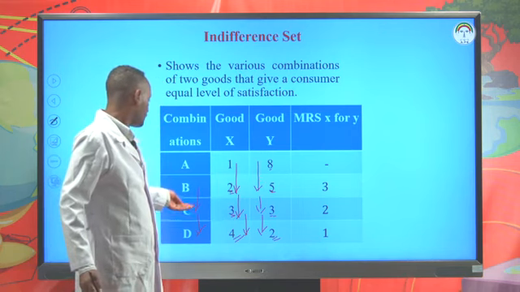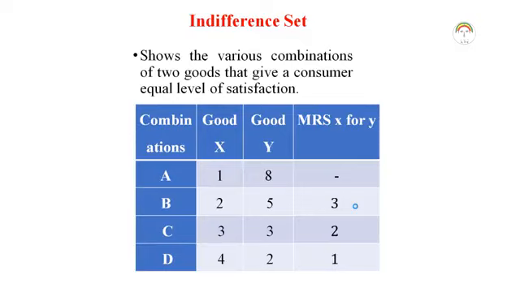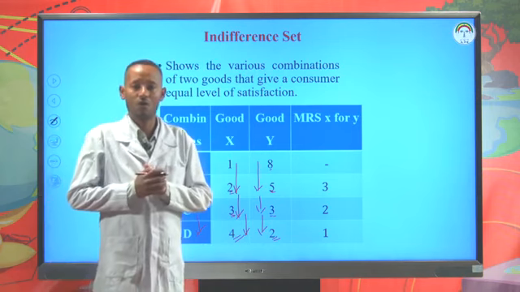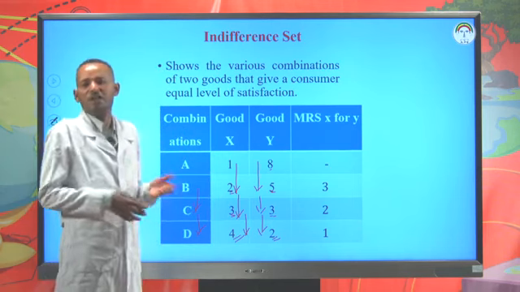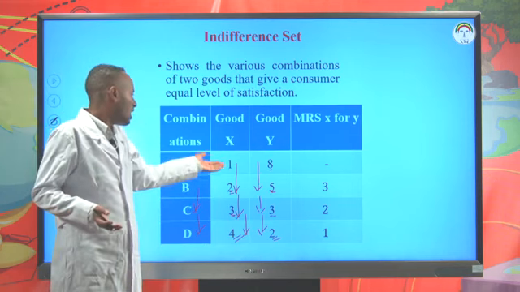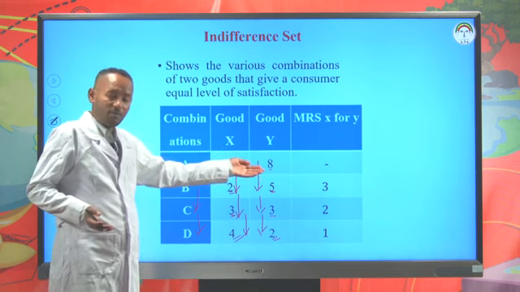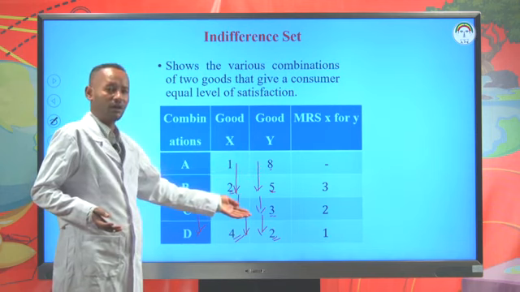Finally, when we come from combination C to combination D, the satisfaction that we get from 3 oranges and 3 bananas is equal to the satisfaction that we get from the combination of 4 oranges and 2 bananas. Because as we increase consumption of orange, we are declining consumption of banana. In this case, we will be indifferent. Shall I consume 1 orange and 8 bananas or 2 oranges and 5 bananas? No, it's better to consume 3 oranges and 3 bananas.